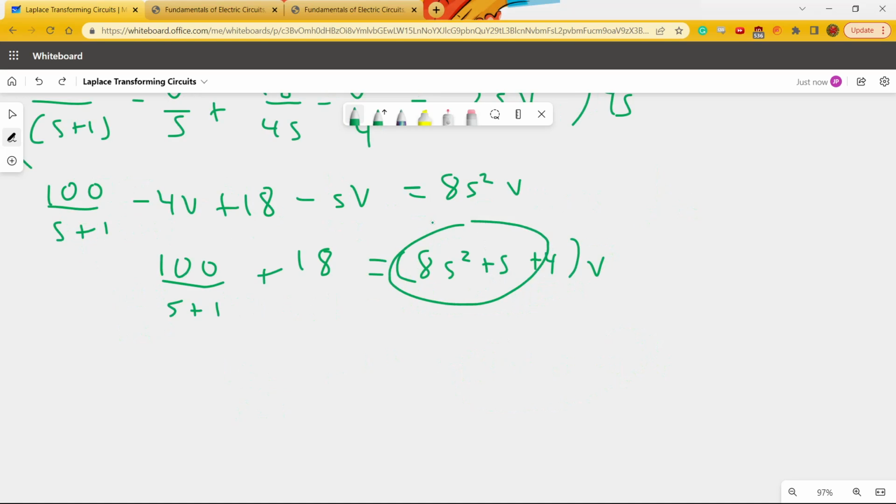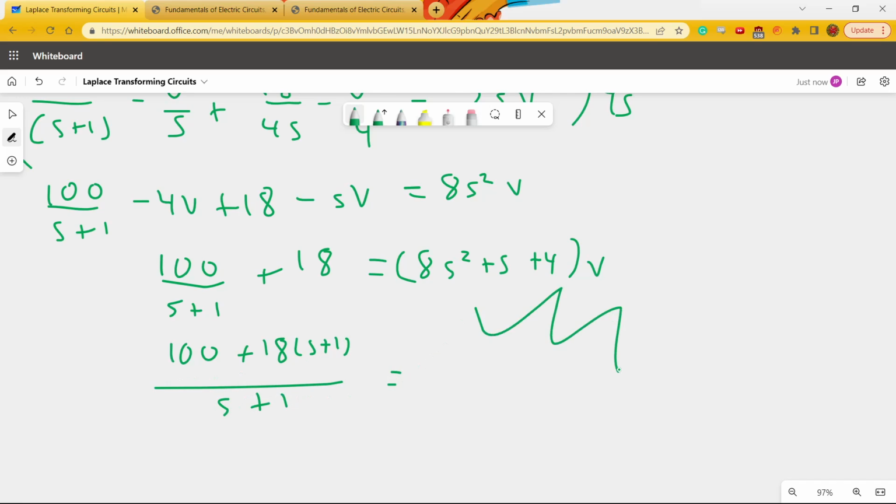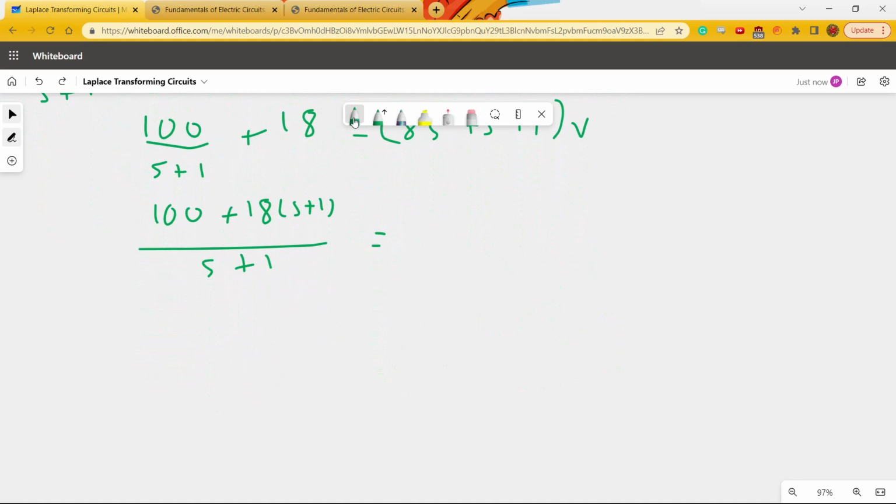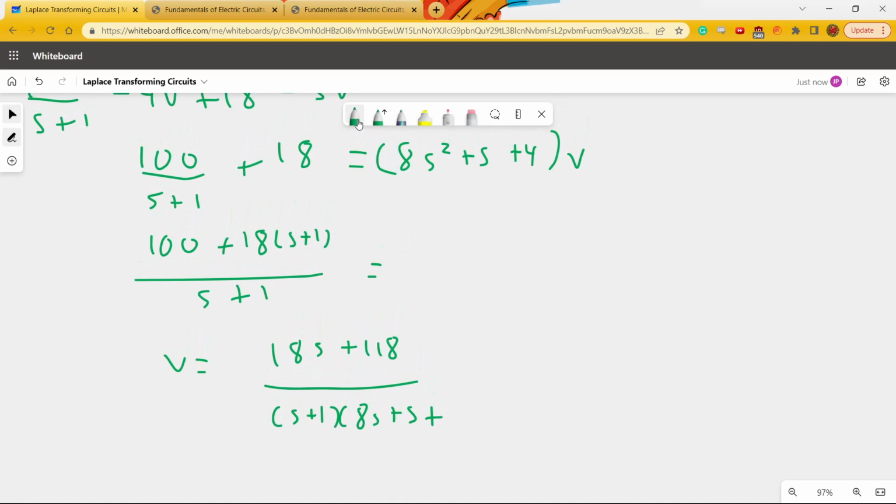Now I'm going to solve for v by dividing by all of this, but first I want to turn this left side here into a nicer single fraction. So we'll multiply 18 by s plus 1 to get 100 plus 18 times s plus 1 all over s plus 1 is equal to blah, blah, blah. And so we can simply finally write that v is equal to 18s plus 118 in the numerator over s plus 1 times 8s squared plus s plus 4. So now we have an expression for v that we simply need to inverse Laplace transform.